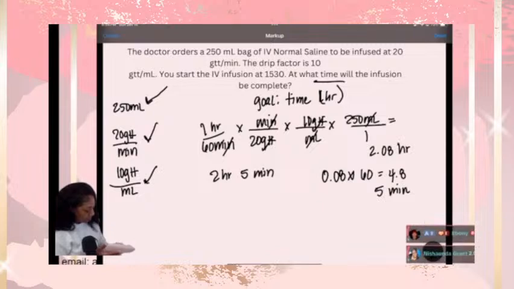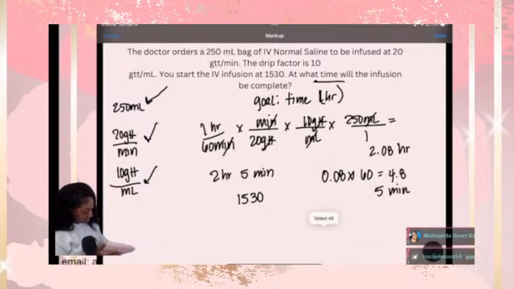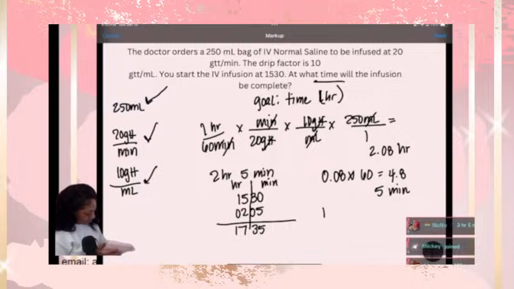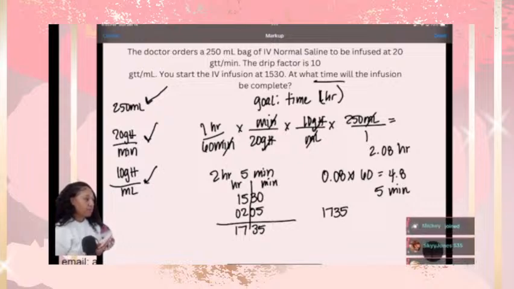So if we started it at 3:30, and we have 2 hours and 5 minutes, this is going to be my minute part, this is going to be my hour part. If I add my minutes, that's 35 minutes, and then this is going to be 17:35. My IV will be done at 17:35.